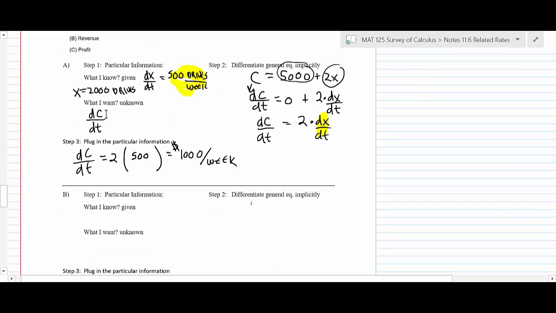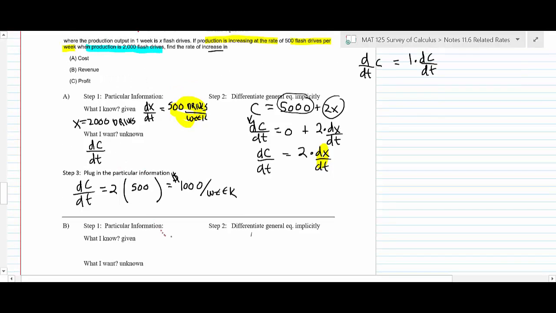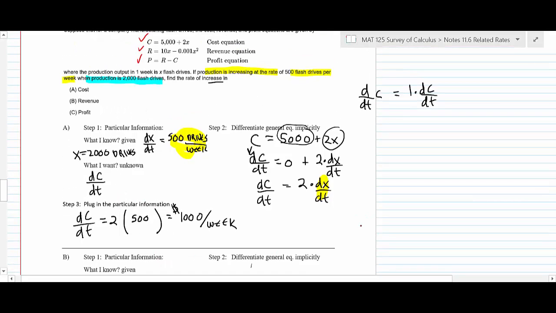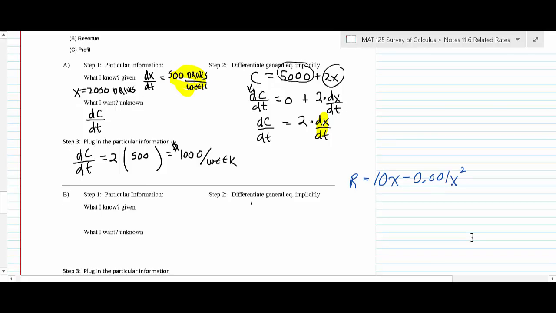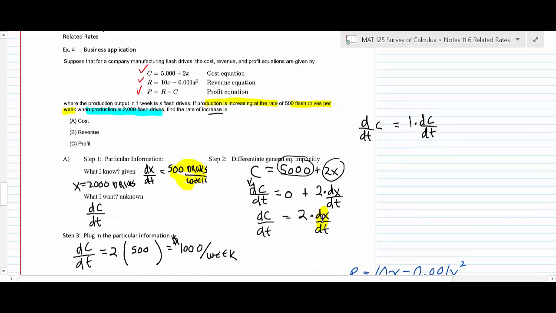So let's go down here, and I'm going to write down this revenue equation at the side so I know what to do with this. The revenue is 10x minus 0.001 x squared. I always want to write down what your information is when you're doing these related rates problems.